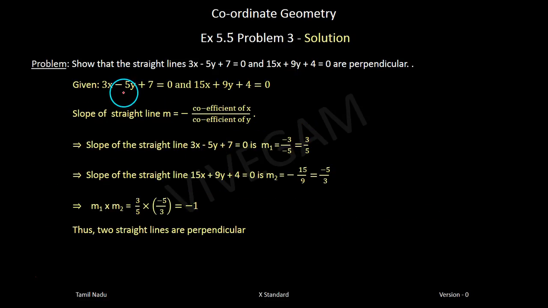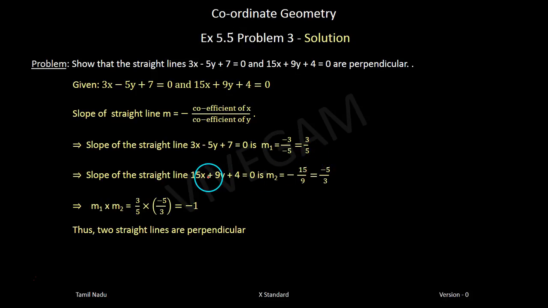The equations are 3x minus 5y plus 7 equal to 0 and 15x plus 9y plus 4 equal to 0. The slope is given by minus of coefficient of x divided by coefficient of y. So let's take the first line, 3x minus 5y plus 7 equal to 0. The slope m1 will be minus of coefficient of x, that is 3. So minus 3 divided by coefficient of y, which is minus 5. So it is minus 3 divided by minus 5. That will be 3 by 5.